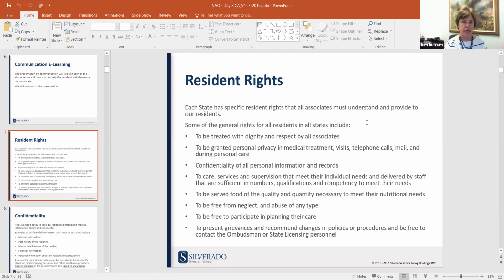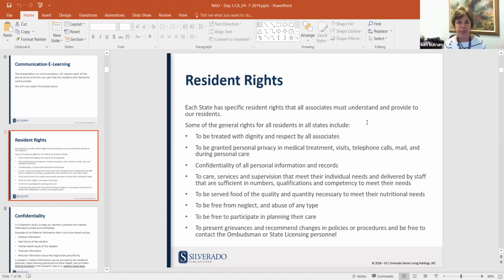They have the right to care, services, and supervision that meet their individual needs and are delivered by staff that are sufficient in numbers and qualifications and competency to meet their needs. In other words, we need to have staff who understand what residents need, and they have the tools or the knowledge of how to care for that resident and provide those services that they desire and require and need. They have the right to be served food of the quality and quantity necessary to meet their nutritional needs. They have the right to be free from neglect and the right to be free from any kind of abuse.